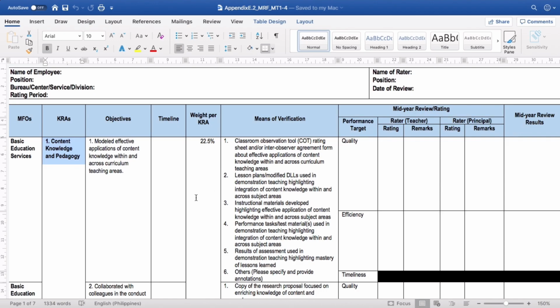Content, knowledge, and pedagogy. Objective 1. Modeled effective applications of content, knowledge within the cross-curriculum teaching areas. So, weight per KRA is 22.5%.